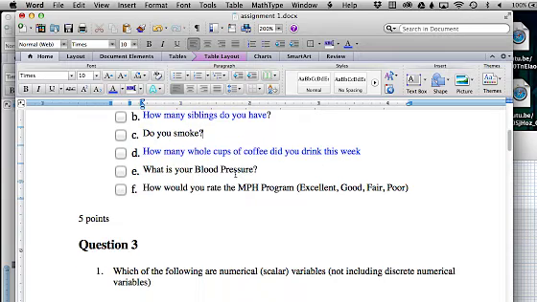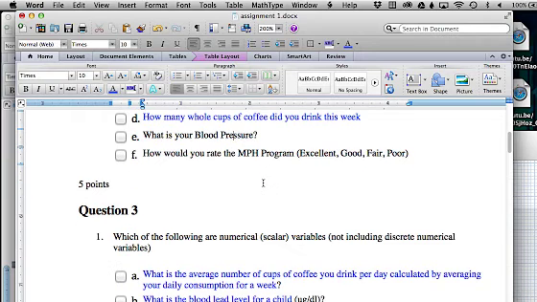Do you smoke? No, it's not going to be one. How many whole cups of coffee did you drink this week? We didn't ask about 2.7 cups. How many whole cups? So if you drank 7 cups of coffee this week, then we would know what we're dealing with. That's a discrete numerical variable. Blood pressure is on a continuous scale, so that would be a numerical variable, but not discrete. Even if you looked at a blood pressure of 120, that's really a rounded number. It could be 120.1, 120.111, and so on and so forth. So it would be numerical, but not discrete.